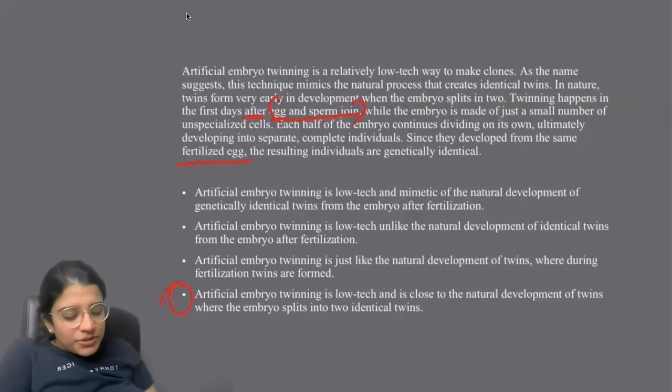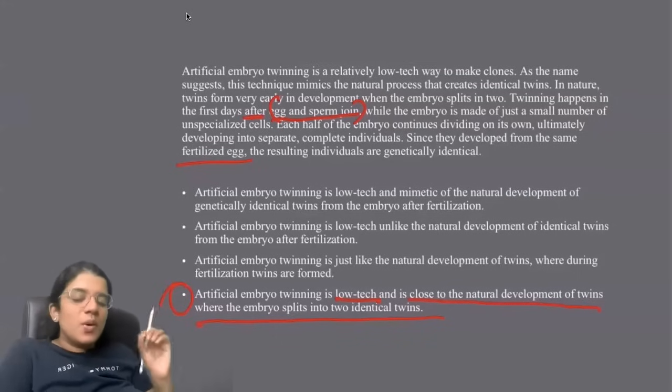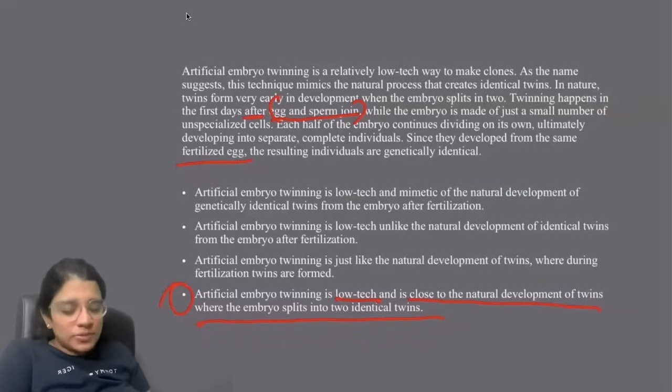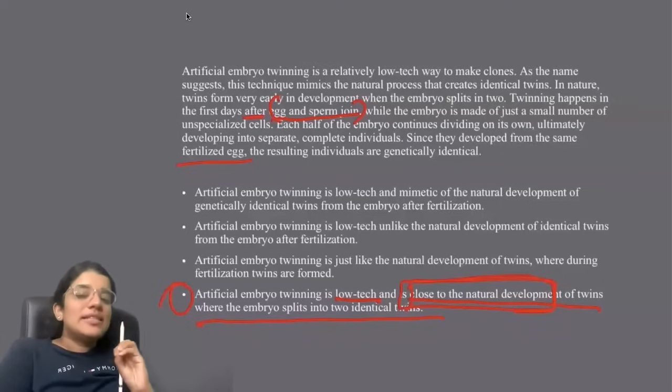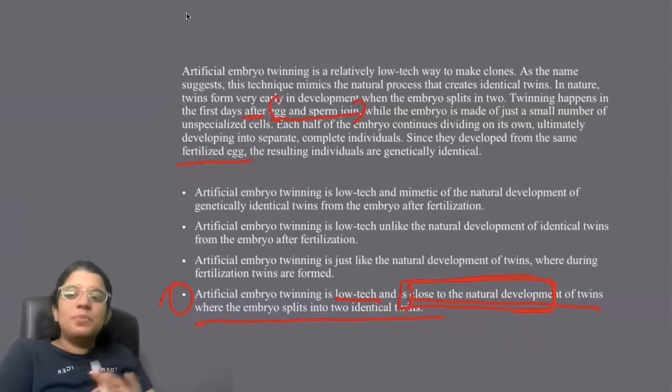Now, what does option D say? Artificial embryo twinning is low tech and is close to the natural development of twins, where the embryo splits into two identical twins. Now, why is this option wrong? Can anyone tell me why this option is wrong? See, if you notice the words close to the natural development, this is absolutely wrong. Being close to something and completely mimicking something, both of them are absolutely different.